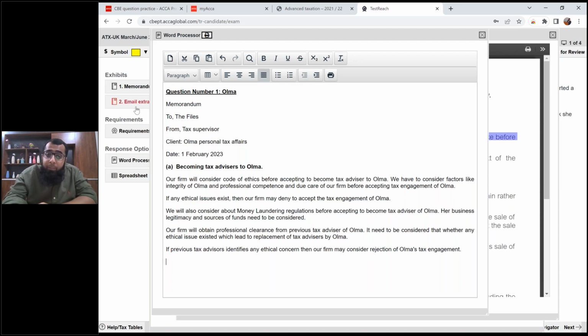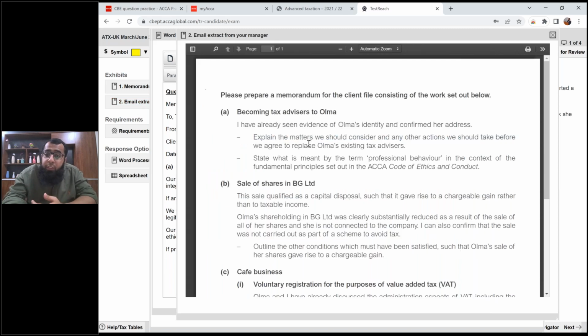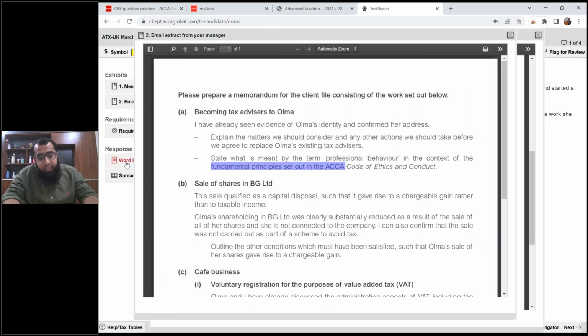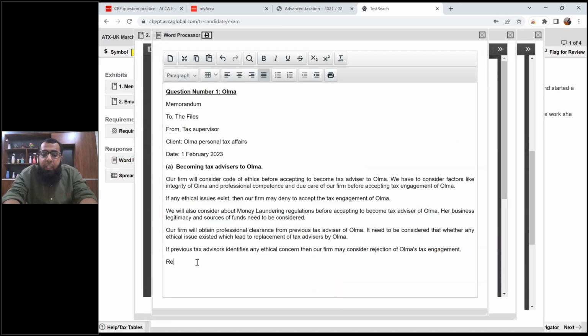Then what did he ask? The matters, the actions which we should be taking, and what is meant by the term professional behavior, please tell me. Okay, if we are the first tax advisor, then obviously we don't take the clearance. Okay, anyone, what is meant by professional behavior? The word professional behavior means that we have to make sure that we don't get involved in any activity which discredits the profession. A simple thing. State what is meant by the term professional behavior in the context of the fundamental principles set out in ACCA's Code of Ethics.